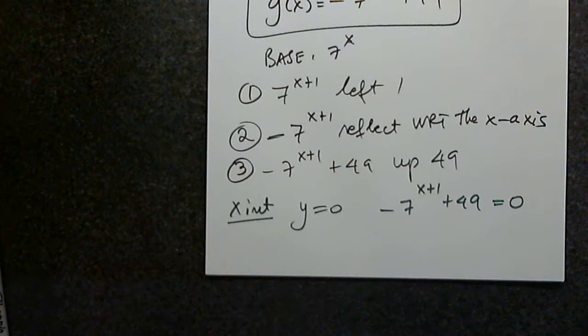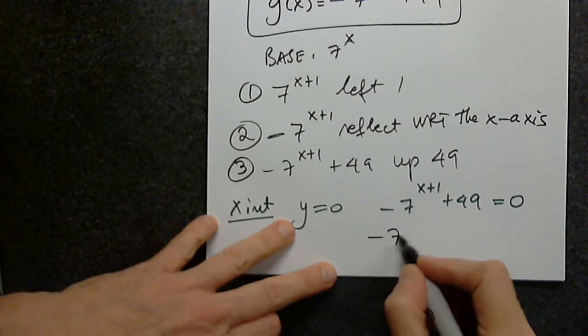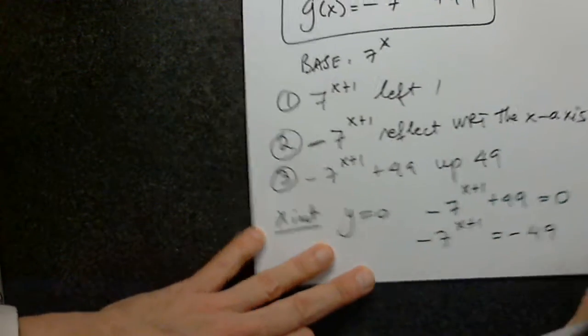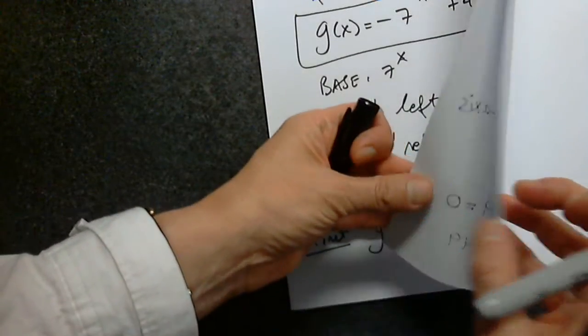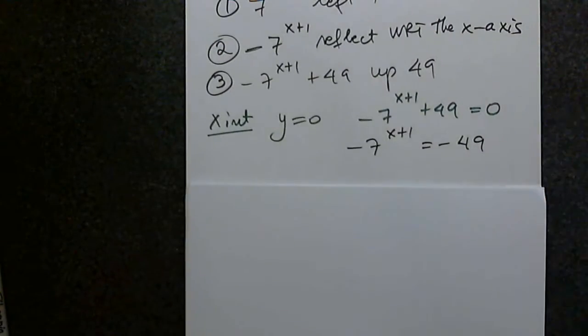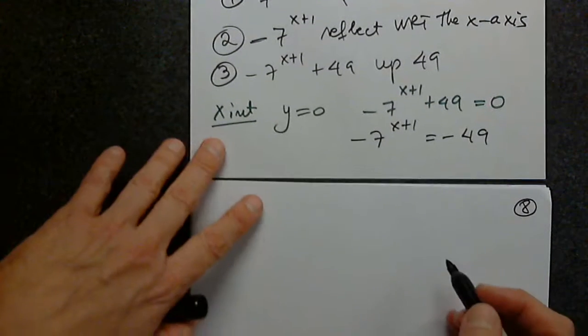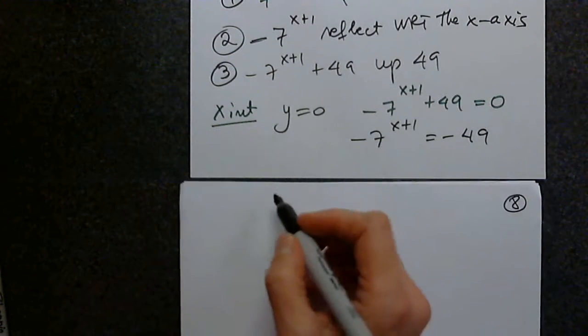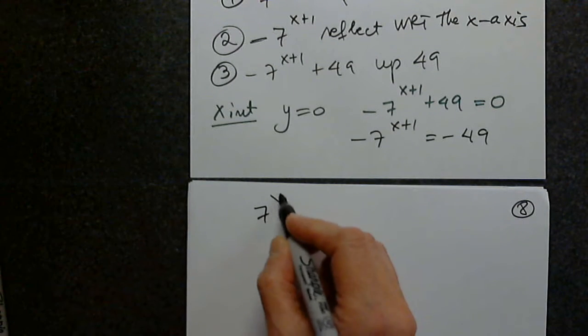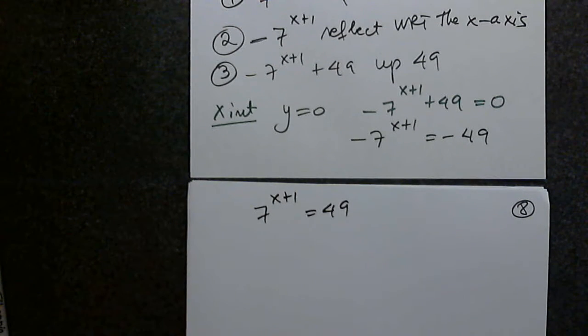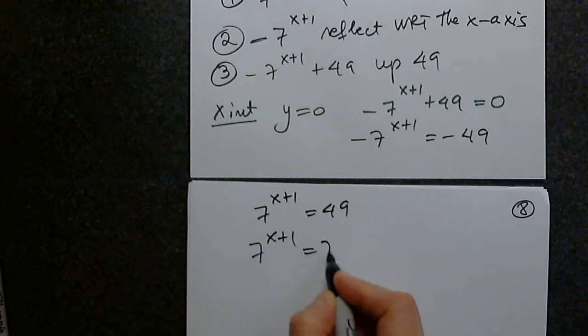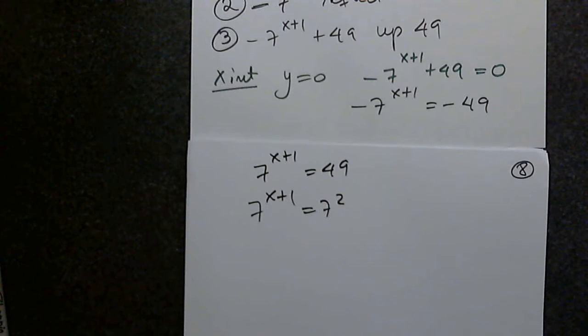Add 49. Not add. Subtract. Very good. Good. Now what? Yes. By? -7. Careful. -1. Correct. So I divide or multiply by -1. What now? Well, yes, replace 49 by 7 squared. Why? Because both sides can be presented with the same base, and that's the easiest thing to do.